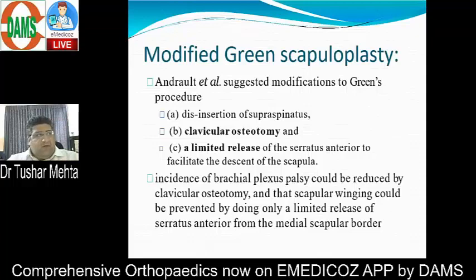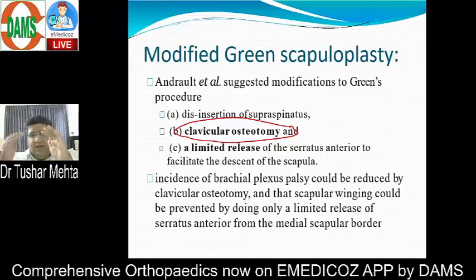Now, why did modified Green scapuloplasty add one major thing called clavicular osteotomy? Because until modified Green scapuloplasty, even despite surgery, there was a significant postoperative complication of brachial plexus compression.